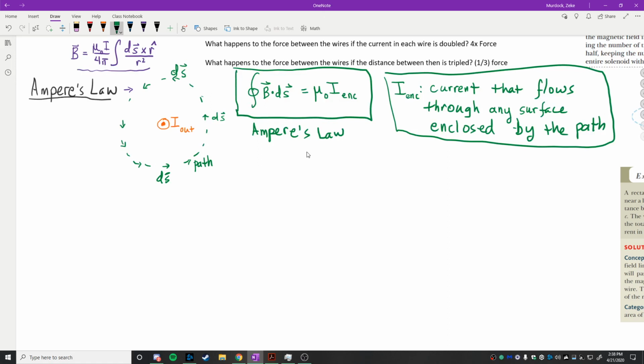So this path right here is often referred to as an Amperian loop. Kind of similar to the Gaussian surface, except it's a line, right? So it's a one-dimensional circle, right? So we call it an Amperian loop. And the path right now, we would say is enclosed by the loop, you might say, okay?